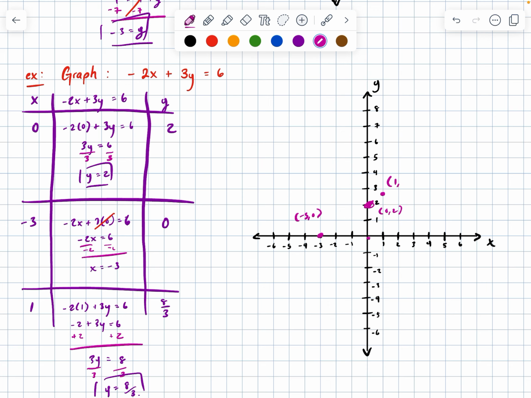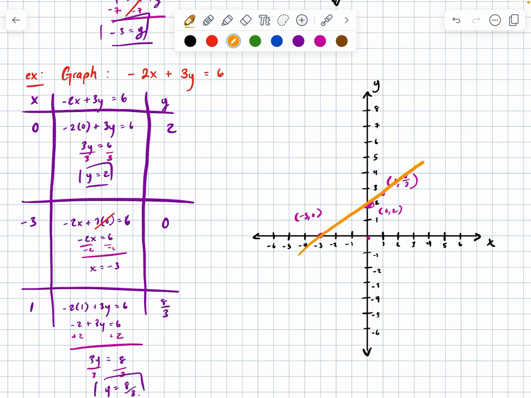Maybe I'll move that 0, 2 over. So we'd say that the 0, 2 is somewhere over here. And then we have 1, 8/3. I've got my 3 points. All I need to do is connect the points.